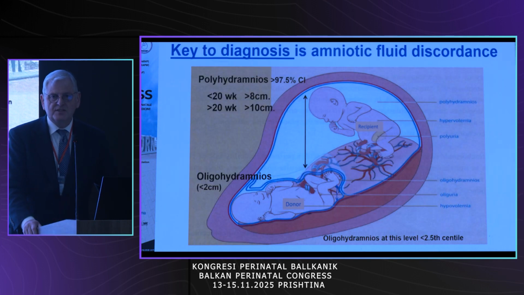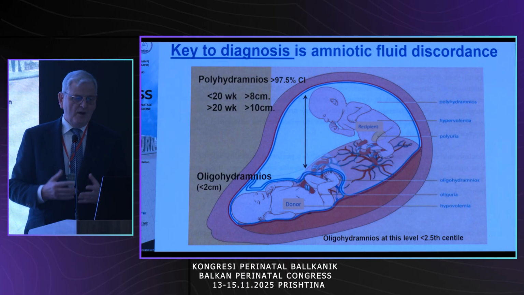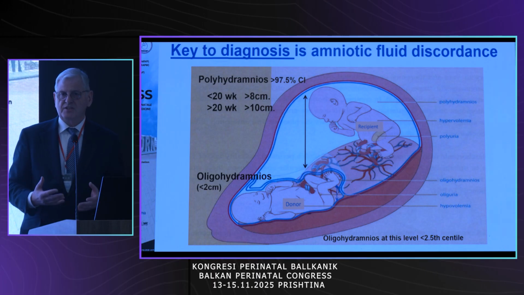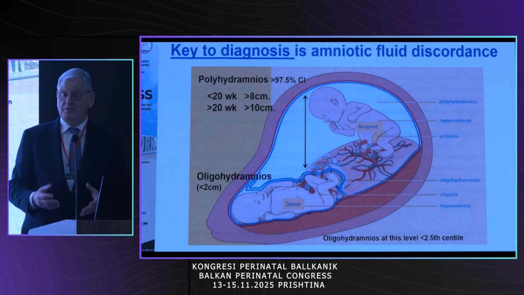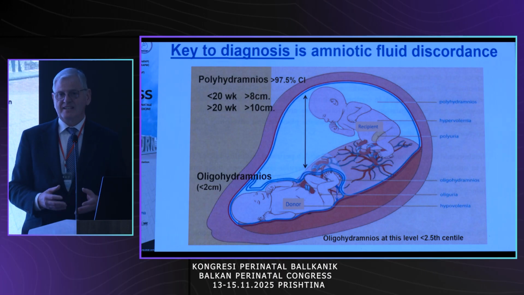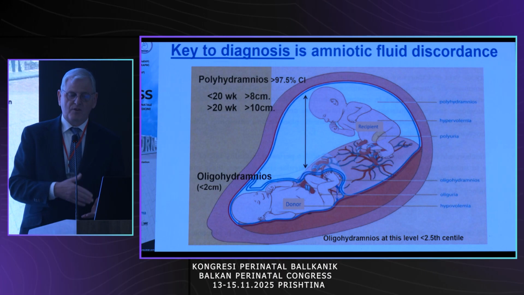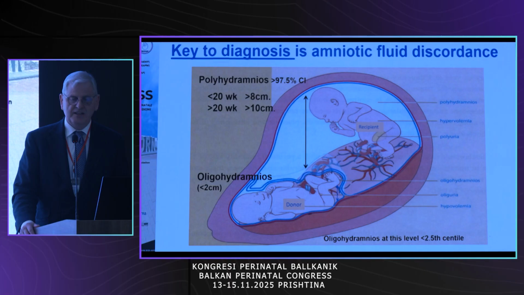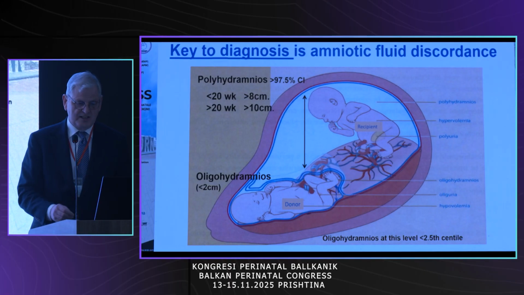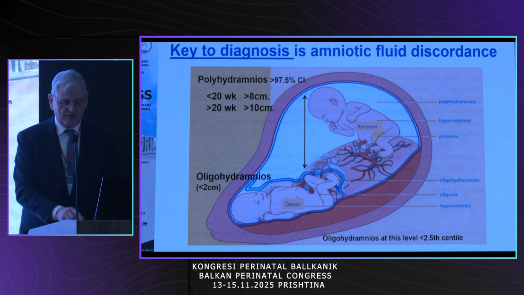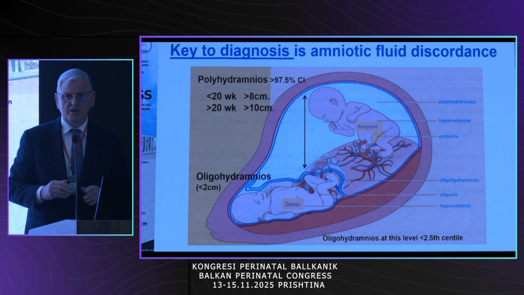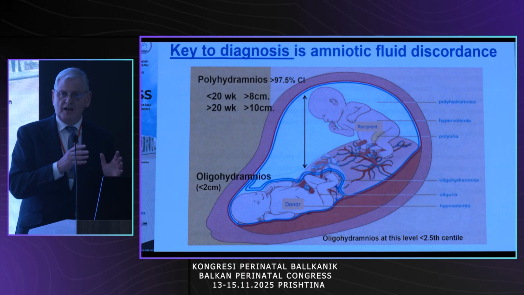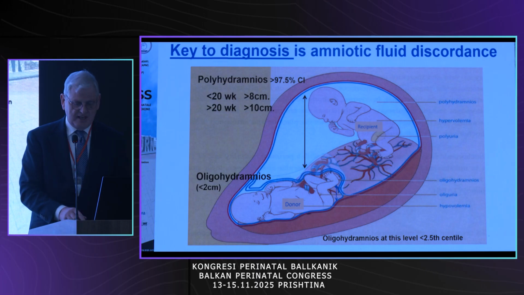The diagnosis of twin-to-twin transfusion syndrome is made when in the recipient's amniotic fluid sac, the deepest vertical pocket is greater than 8 centimeters before 20 weeks or greater than 10 centimeters after 20 weeks, with a corresponding oligohydramnios, a reduced liquor volume, in the donor twin of less than 2 centimeters. And that is the key diagnostic criterion for twin-to-twin transfusion syndrome. Not about Dopplers, not about any sophisticated measurements, but the measurement of differences in amniotic fluid volume.